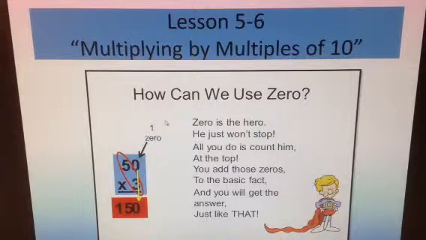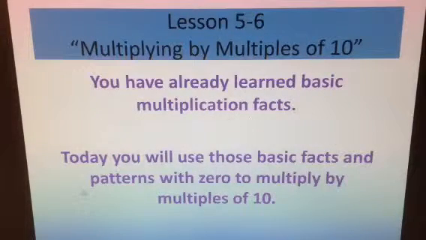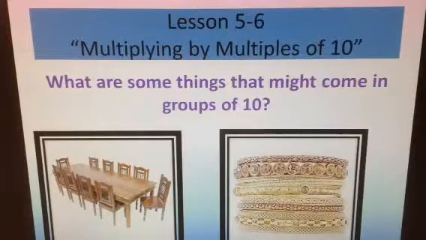But basically, if you have a problem like 50 times 3, you can solve a basic fact. 5 times 3. We know 5 times 3, that's 15. So we write 15 and then we stick a 0 at the end. Anytime you're multiplying by multiples of 10, you can use that trick using the basic facts. You've already learned basic multiplication facts. Today you will use those basic facts and patterns with 0 to multiply by multiples of 10.